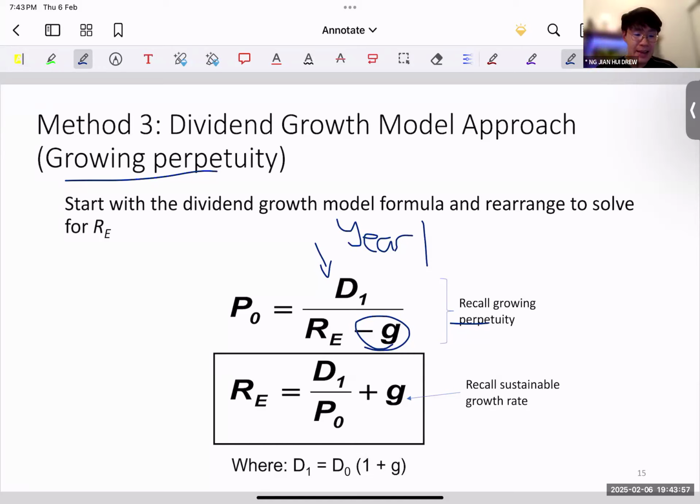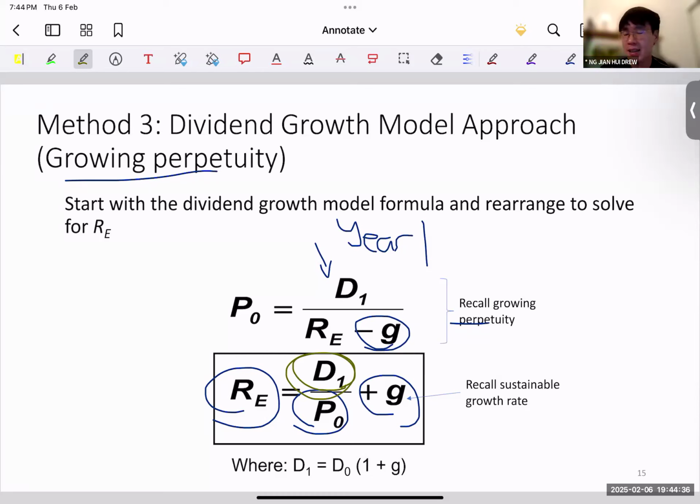So if you do that, what you can do is shift the RE to one side, such that we can determine the RE as the cash flow at D1 divided by the price of the current asset, plus the growth factor here. Now, what's important, I'll highlight here, is that it needs to be at D1. So where D1 equals D naught plus G.